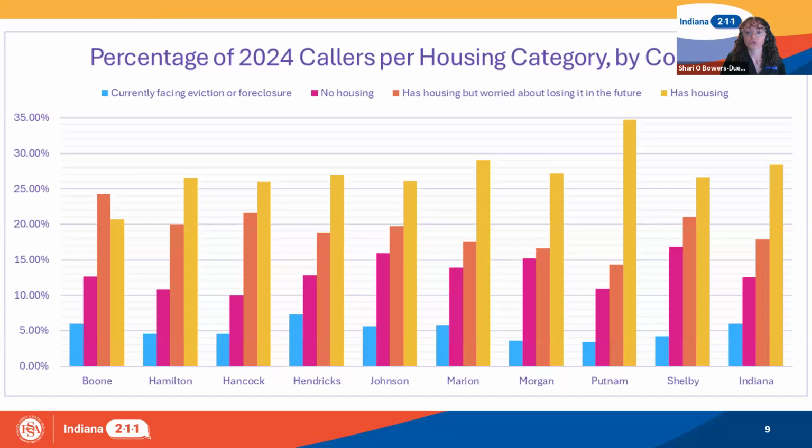The third largest group for all 9 counties and for the state was those with no housing, ranging from 10% to 17% of callers, followed by those who were facing eviction or foreclosure, which ranged from 3% to 7% of callers.